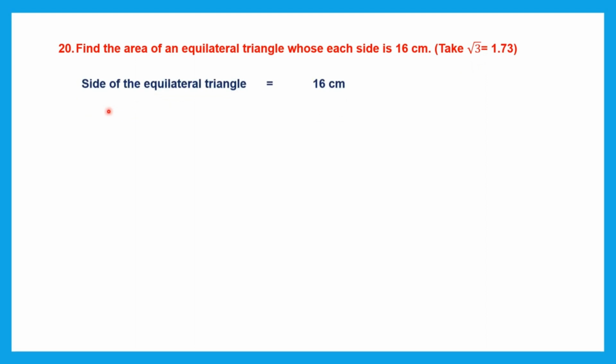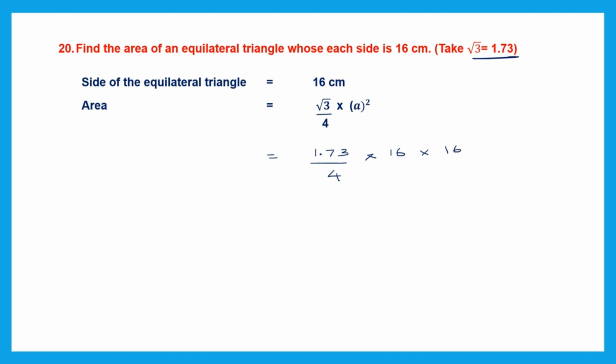So let's begin. The side of the triangle is given to us. So we just need this one measurement. Now to find the area, the formula is root 3 by 4, root 3 divided by 4 into a square, where a is the side. So we just have to apply this formula to find the area. So root 3, they have told us to take it as 1.73. So instead of writing root 3, you can write 1.73 divided by 4 into a square. A square means 16 into 16. A is 16, isn't it?